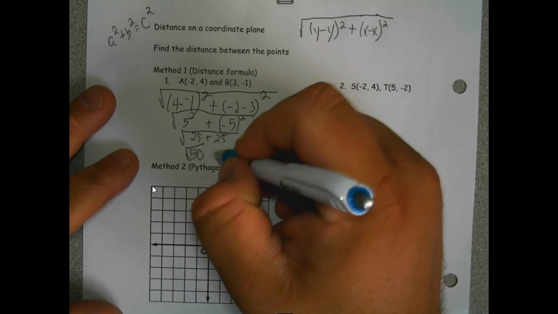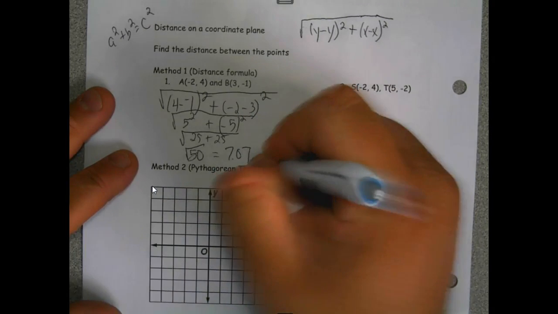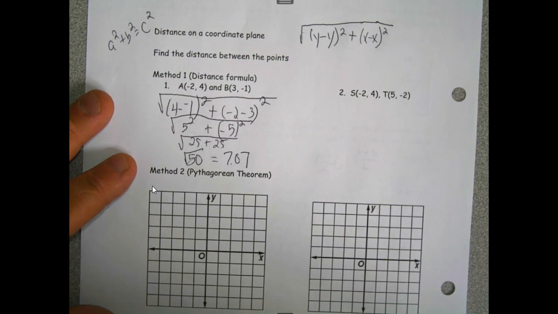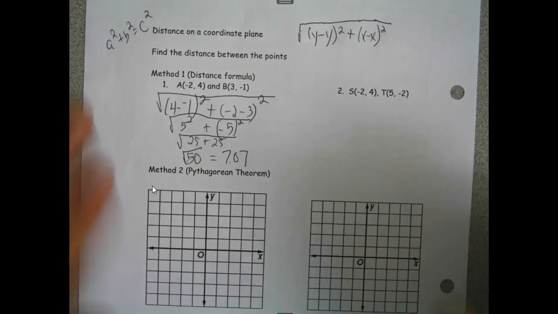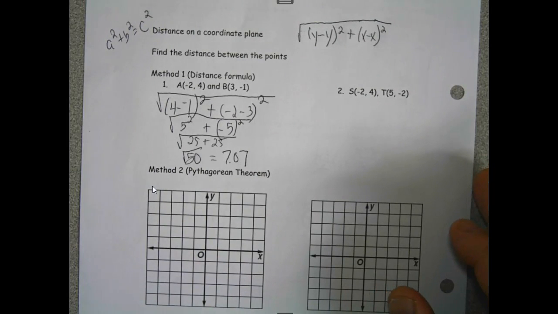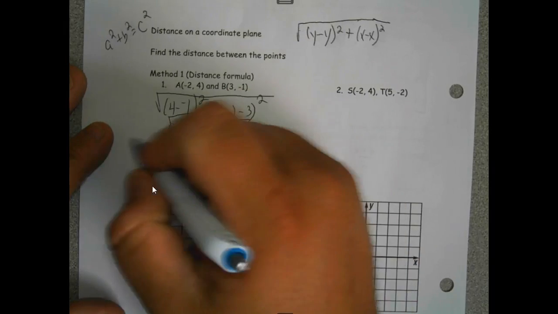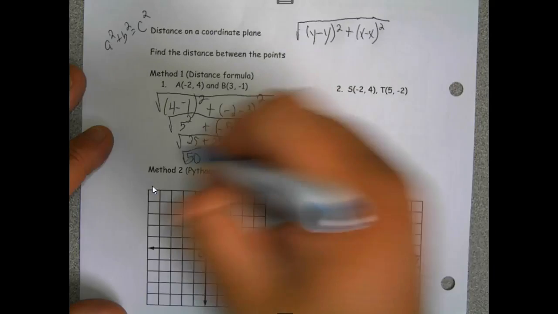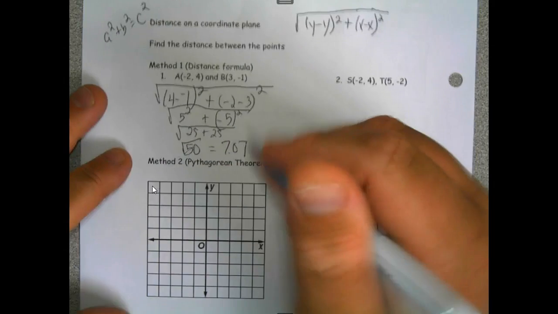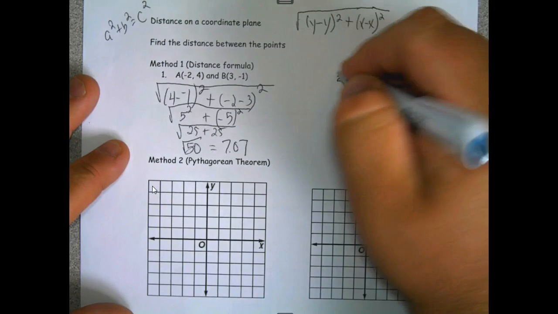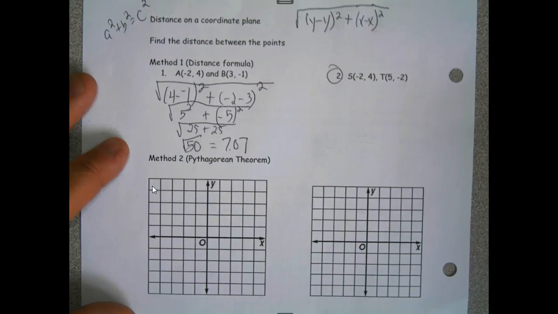This also could be 7.07. Okay? Now, we're going to get into some other stuff about how to reduce these later. But first off, I just want to show you Pythagorean Theorem. It's just another way, and then we're going to leave number 2 for us to do in class.